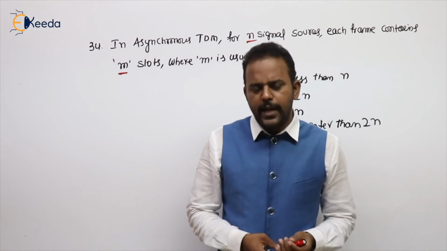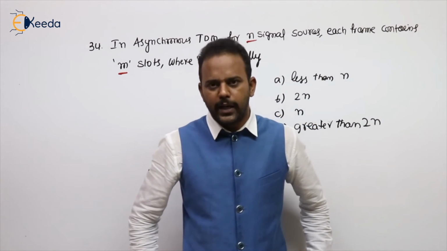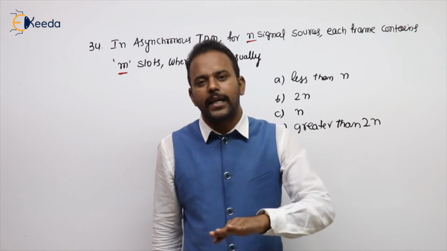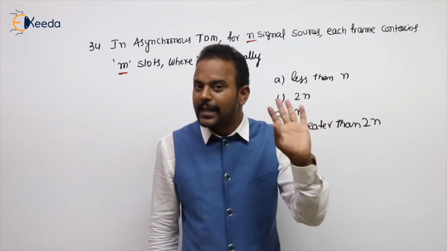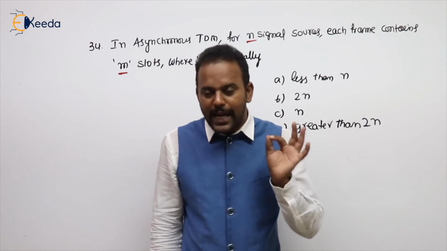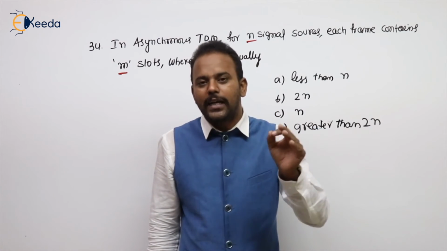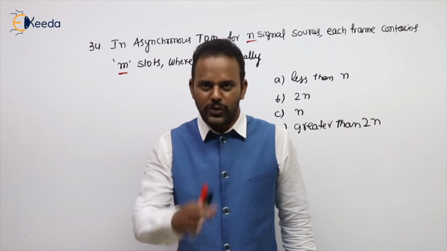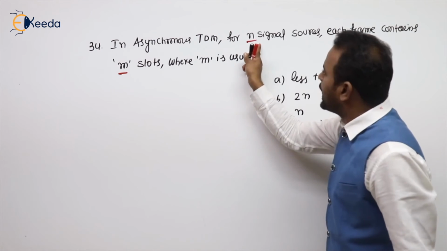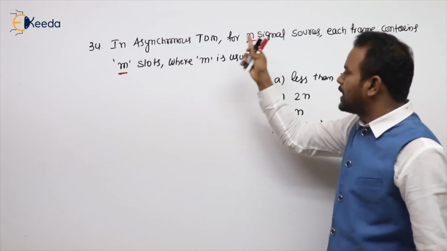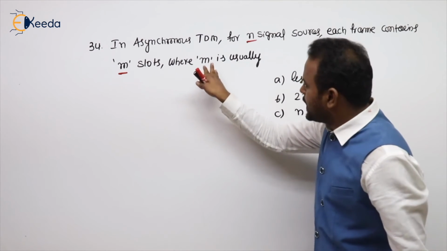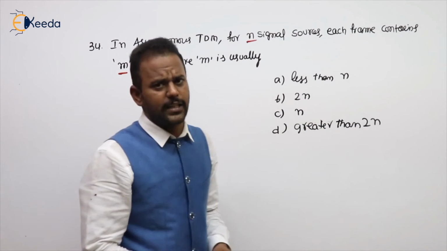Unlike the synchronous TDM, in asynchronous TDM what is happening is, if any source is having data, only that is connected. If a source is not having data, it is not connected to the slot. But in synchronous, all are connected, whereas in asynchronous, only the source having data is connected. So generally in asynchronous, the m value will be less than the number of sources, because all sources may or may not have data. So in asynchronous, m value is generally less than the number of sources.